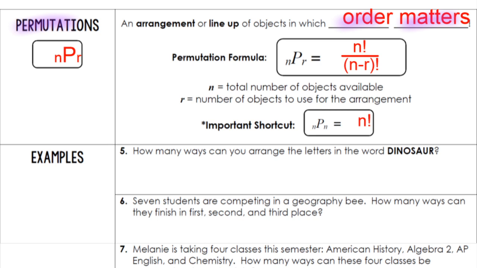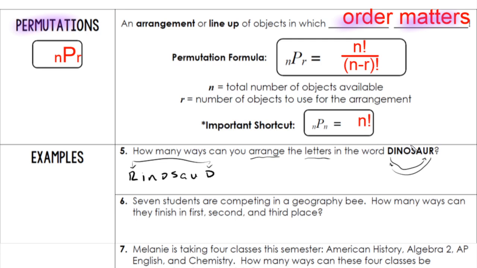Let's look at the first example for a second. How many ways can you arrange the letters in the word dinosaur? Now, arrange the letters. So that means that you'd want to move the D maybe to the end and the R maybe to the front, right? But if you write that out, R-I-N-O-S-A-U-D, right? If I switch these two, is this a different word than this?